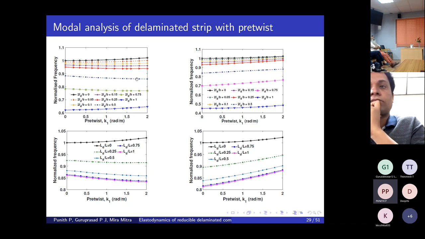And in the figures on the left and the right, although the dimensions of the beams are the same, the layups are different. So we can observe that for one set of layup, the natural frequencies are decreasing with the pre-twist, but for another set of layup, the natural frequencies are increasing. So this shows that it's not necessary that as the pre-twist increases, the torsional frequency has to increase. It is dependent on the layup and the pre-twist. Because the coupling is affected by the delamination, it's more difficult to generalize the behavior of natural frequency in the presence of delamination and pre-twist. It's more complicated in the presence of both delamination and pre-twist.